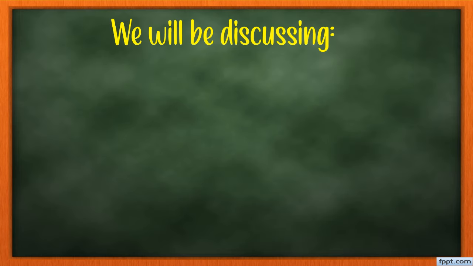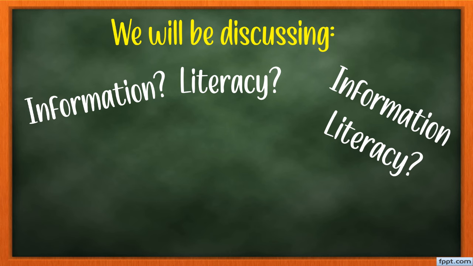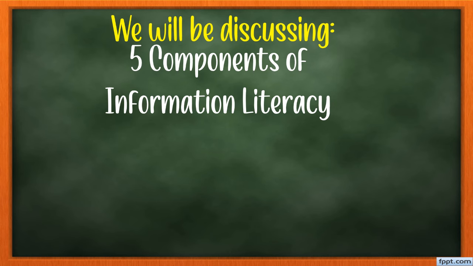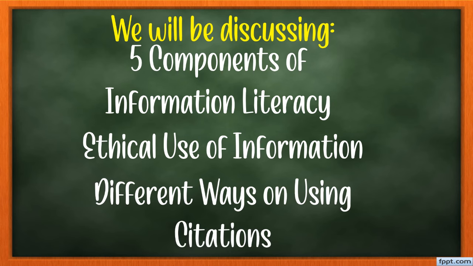So in this lesson, we will be discussing the following. First, we will strengthen the definition of information. Next, we will review what literacy is. We will also discuss what information literacy is and the importance of being an information literate individual. Also, we will be discussing five components of information literacy, the ethical use of information, and the different ways of using citation. So let us start.